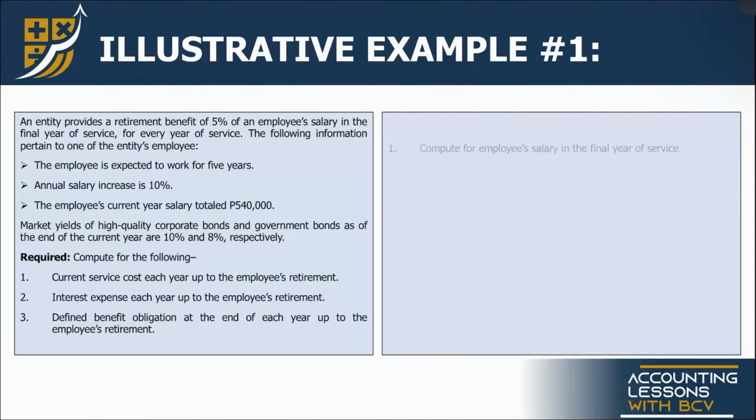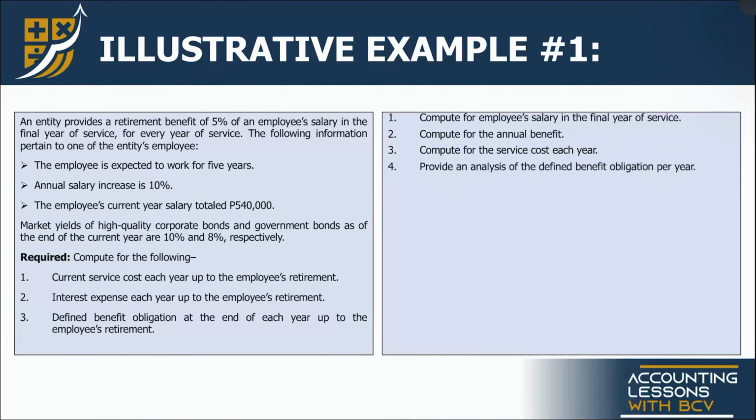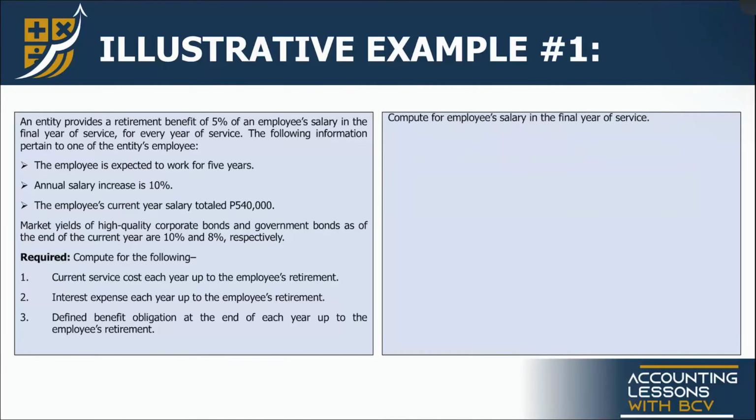Okay? The first step, first, compute for the employee salary in the final year of service. Number 2, compute for the annual retirement benefit. Number 3, compute for the service cost each year. And the last one, provide an analysis of the defined benefit obligation or DBO per year. So may 4 steps tayong gagawin for this problem. Ready? Okay. So, first step, compute for the employee's salary in the final year of service.